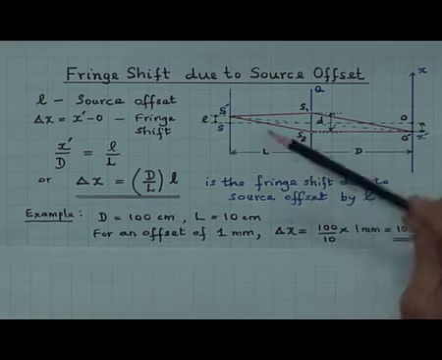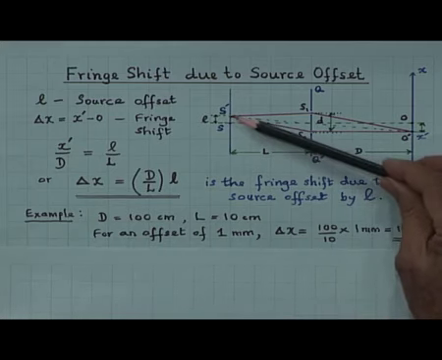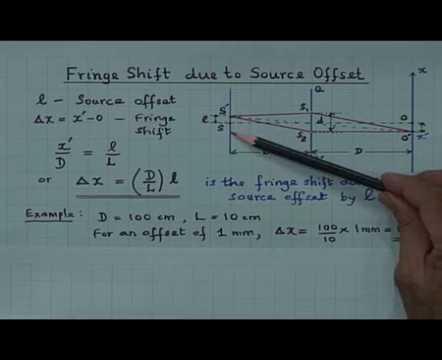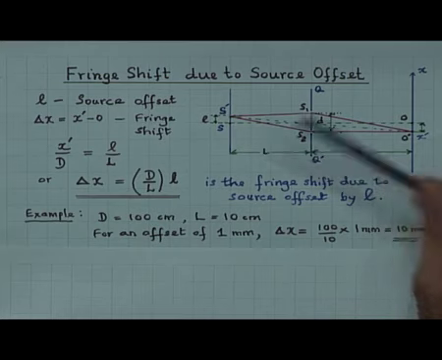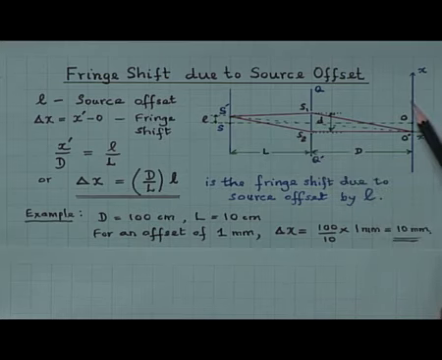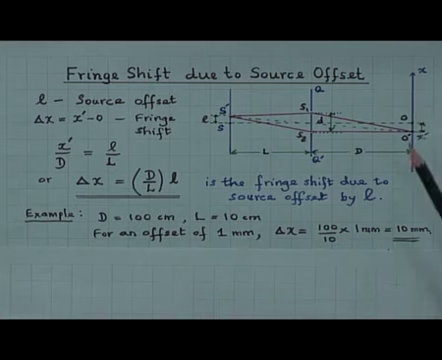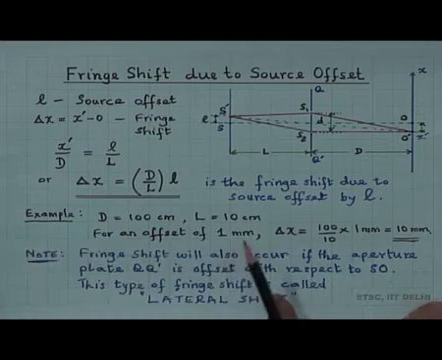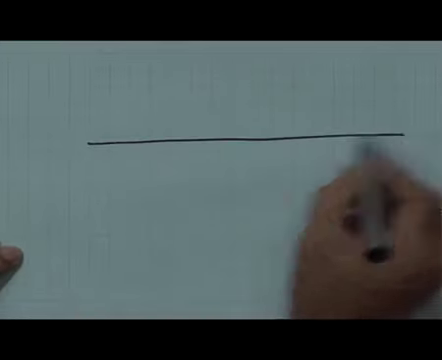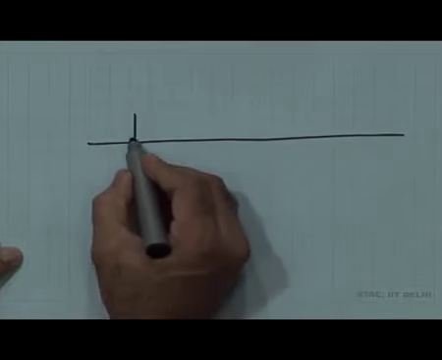The same thing would happen if, instead of the source moving to this side, the source had shifted offset to this side. Then we would have got O dash here, that is, the central fringe would have moved here. The same thing would also happen. So, let me show you, the same thing would also happen if I have the source right on this.